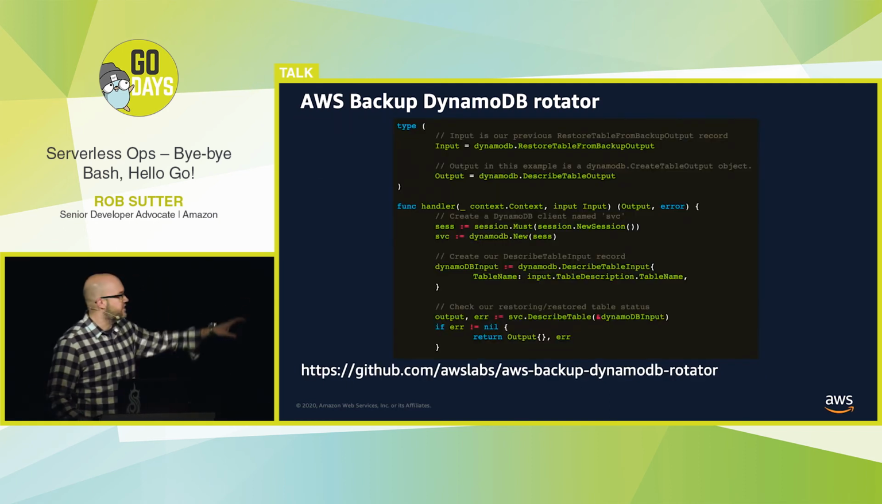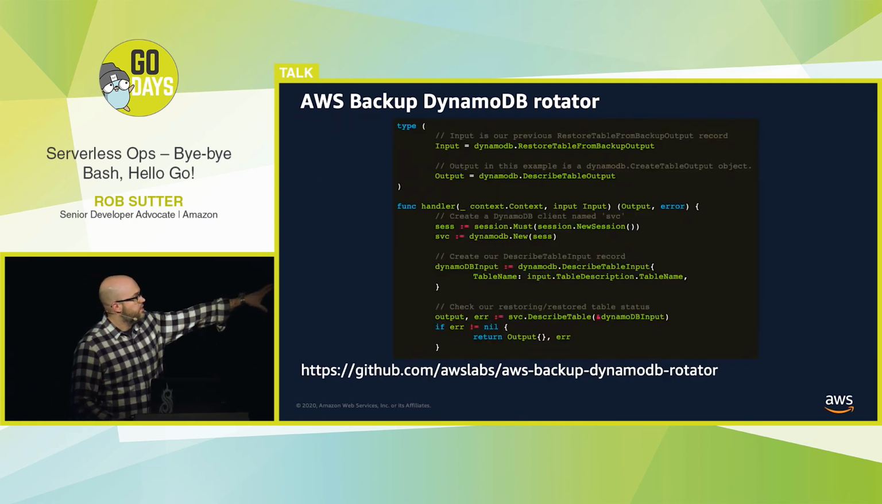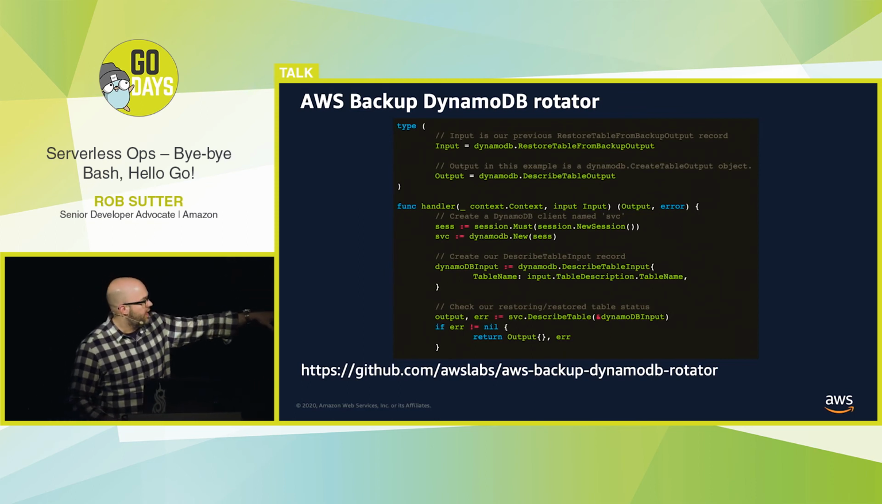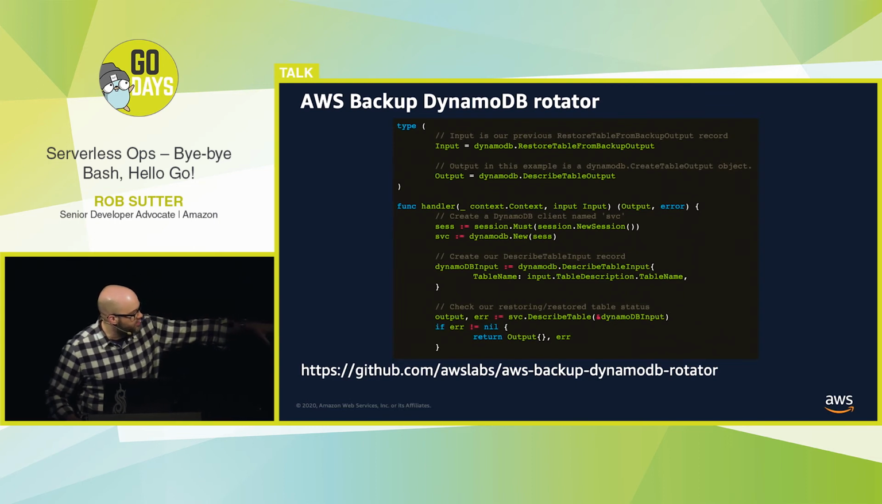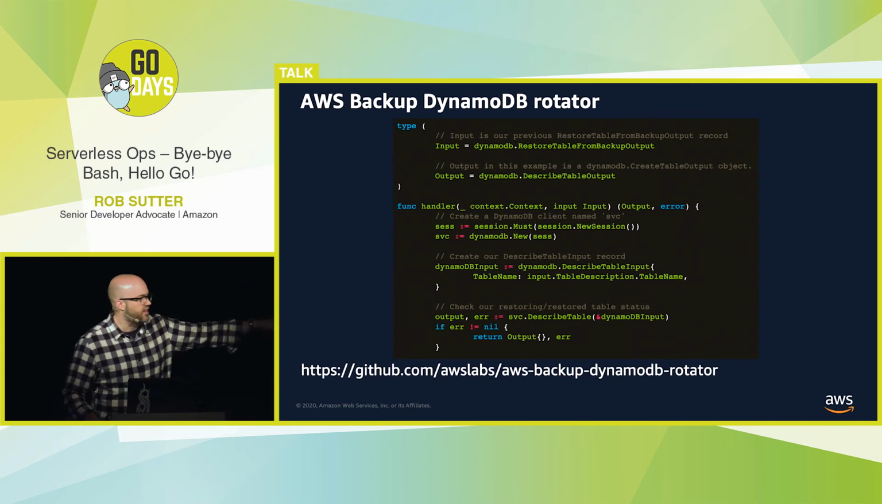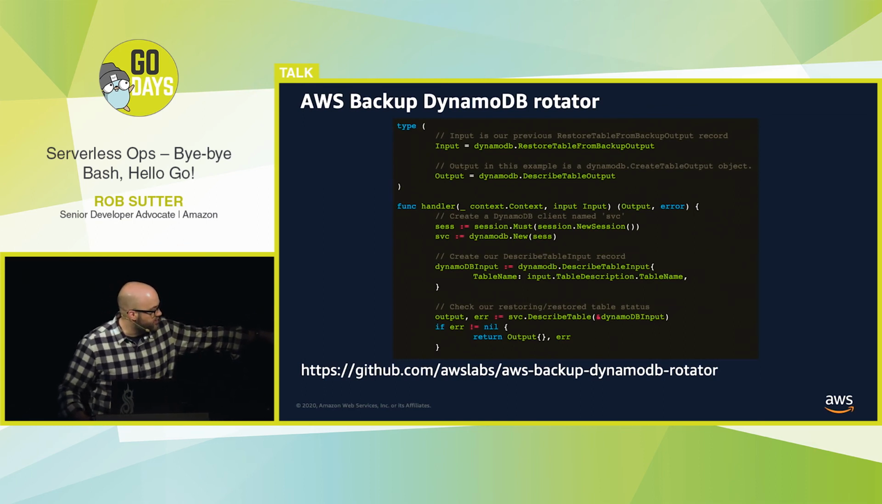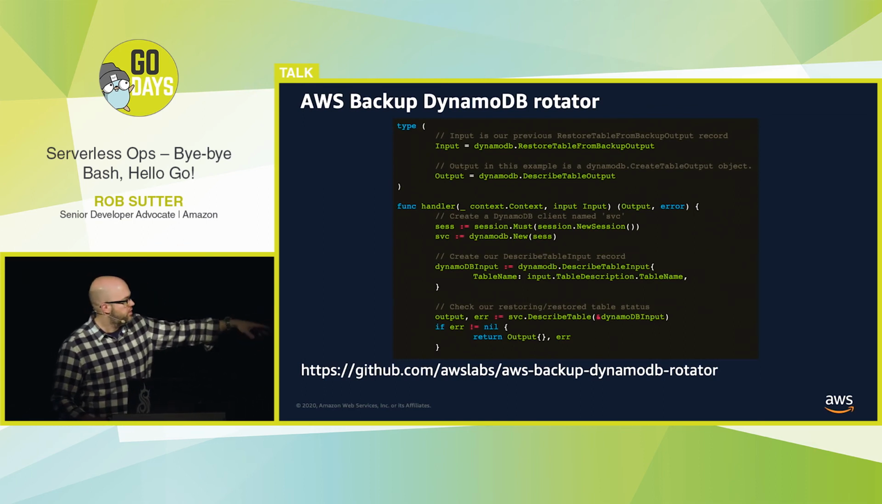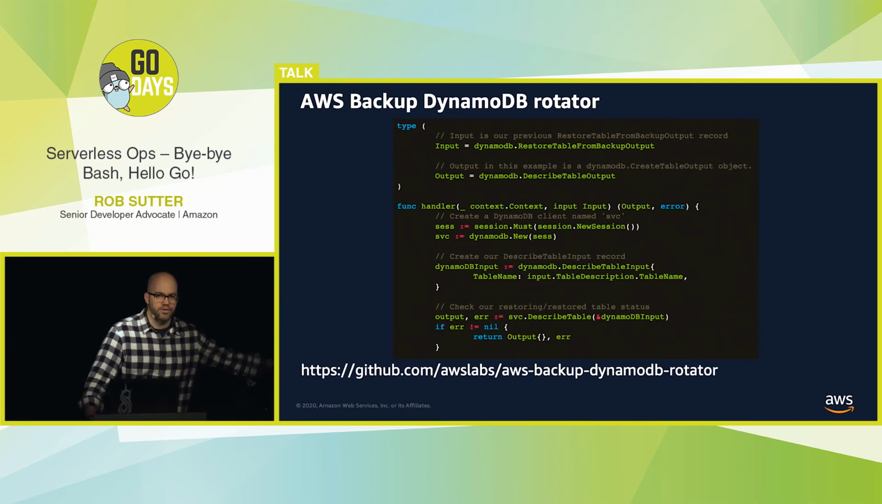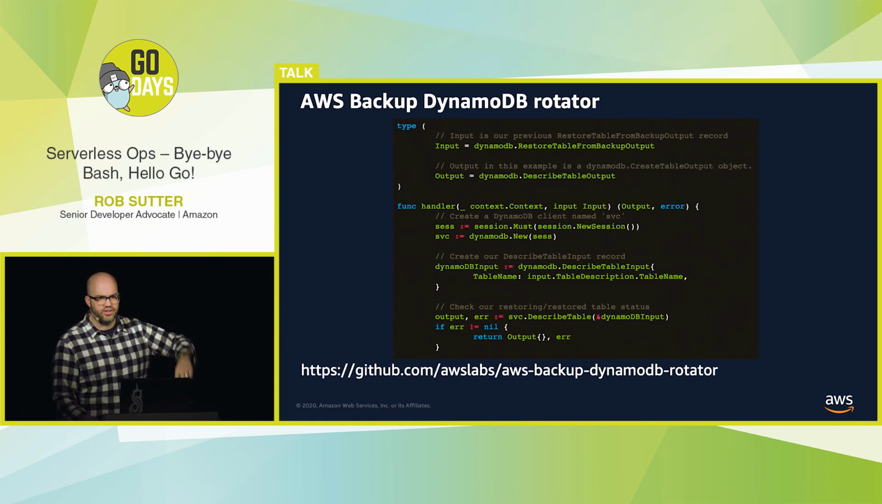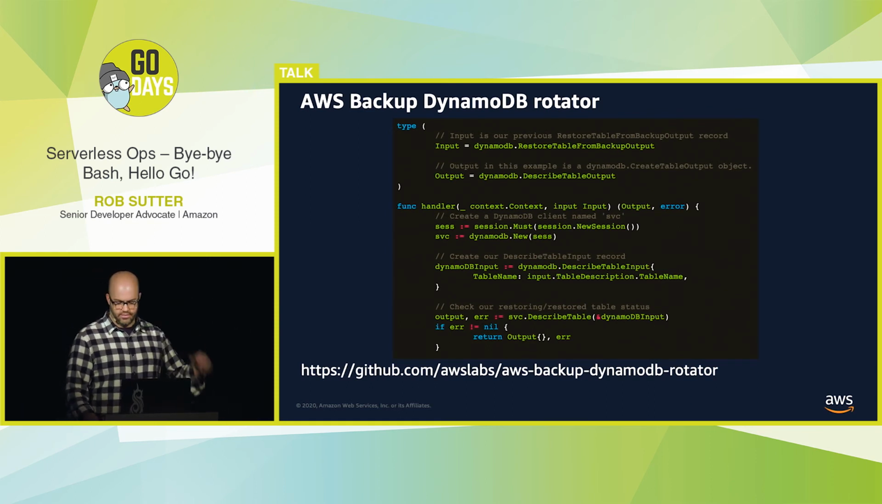And you can see that these functions are very straightforward, right? Your input is a restore table from backup output type that's already defined for you. And the key that we're concerned with here is the table name in the table description from that input. And we provide that as the input to the describe table function. And then later down here in the output, you check the status of it to see if it's restored or if it's still in progress. And then you return that back to the function.